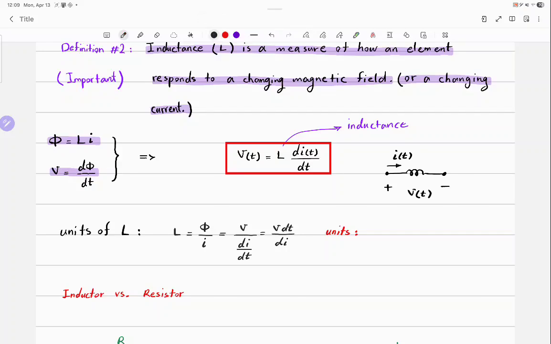So what is phi over I? Weber per amps, right? So that's one unit for inductance. Or from the right-hand side of this V dt over di, what's the unit associated with that? What's the units of V? Volts. What's the units of dt? Second. What's the units of di? Amps. Remember, I and di have the same units, right?